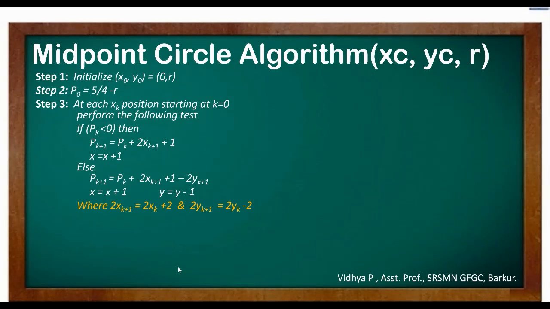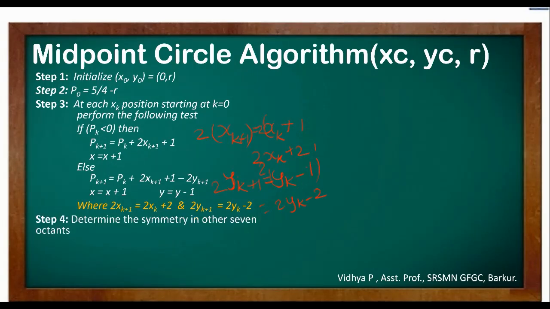where 2xk plus 1 is equal to 2xk plus 2 and 2yk plus 1 is equal to 2yk minus 2, because what is xk plus 1? xk plus 1 is equal to xk plus 1, so 2xk plus 1 is equal to 2xk plus 2. In the same way, yk plus 1 is equal to yk minus 1, because we decrement the y value by 1. So 2yk plus 1 is equal to 2yk minus 2.